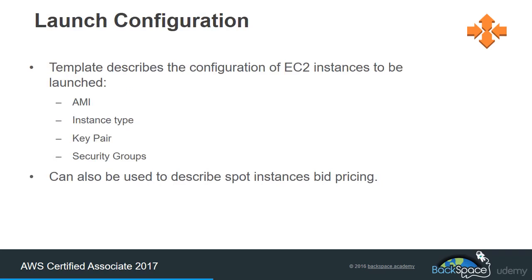A launch configuration is a template that defines the configuration of the EC2 instances that are going to be launched into our auto scaling group. So for these EC2 instances, we need to know first of all what AMI we're launching with and what the instance type is going to be. Is it going to be small, extra small, extra large, or whatever? What key pair are we going to be using to access those EC2 instances, and what security groups are going to be associated with them? The launch configuration can also be used to describe spot instance bid pricing as well.